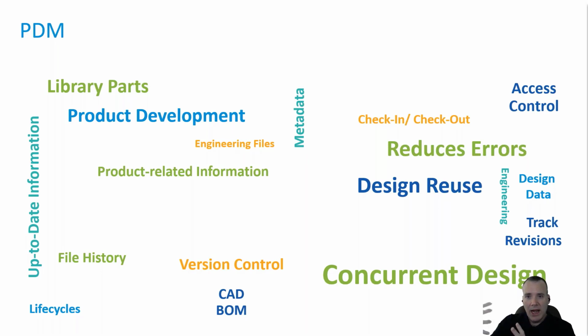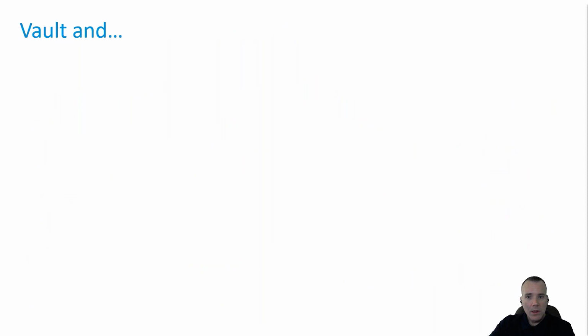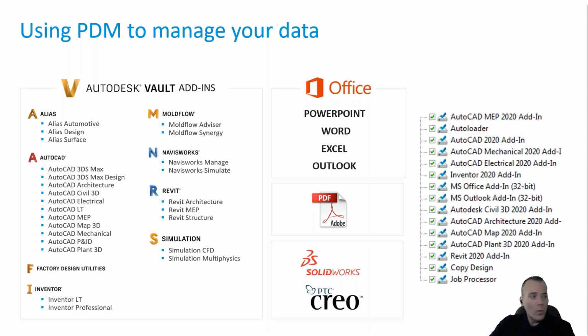If you need more advanced behaviors, we have Vault Pro, which gets you the ability to, say, track revisions, manage your CAD BOM more effectively, and some other things we'll talk about here in a minute. So we already have add-ins, and Vault works with lots of different files and different file types.